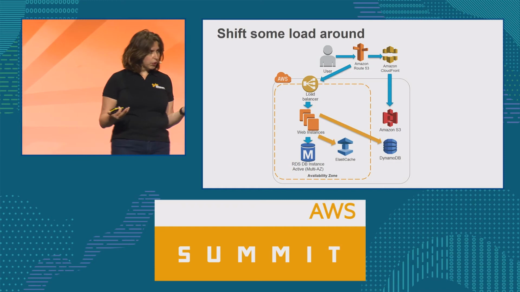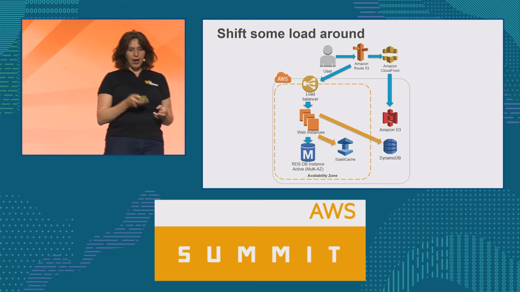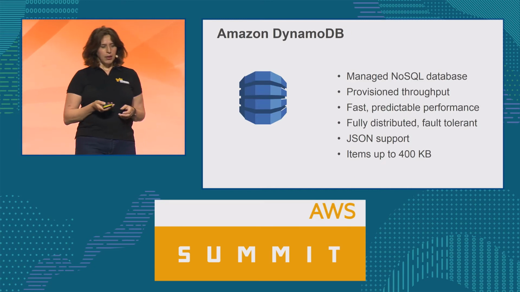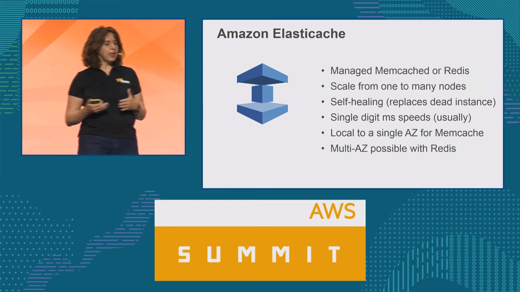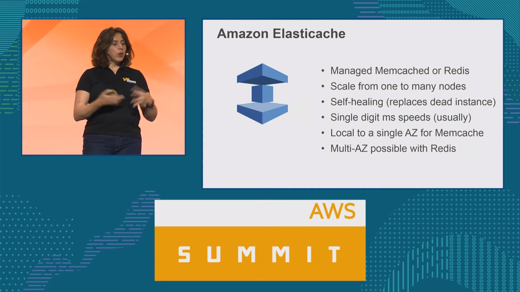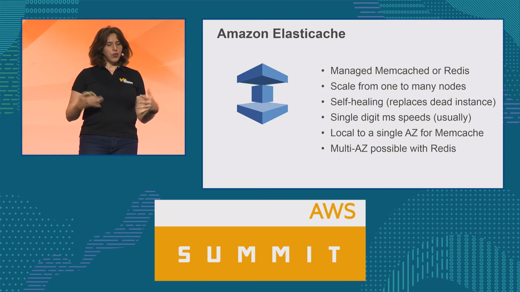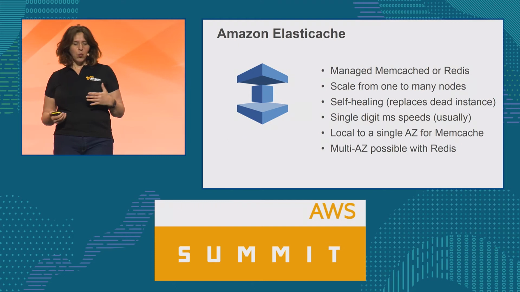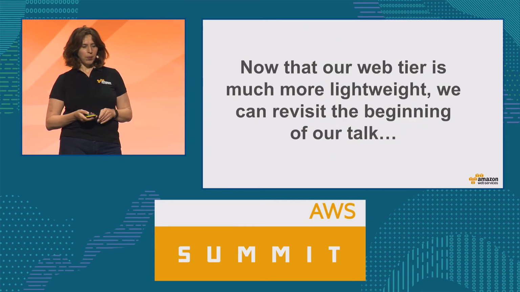Dynamo is our NoSQL database, that we talked about at the beginning. ElastiCache is a self-healing, scaling, managed instance of either Memcached or Redis. So we will deploy and manage the clusters for you, and you just need to configure it and put your data in it. So we're going to use that as a way to, again, make that web tier far more lightweight.